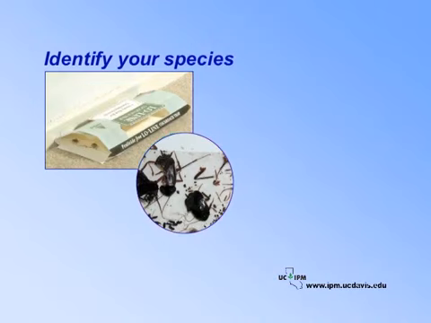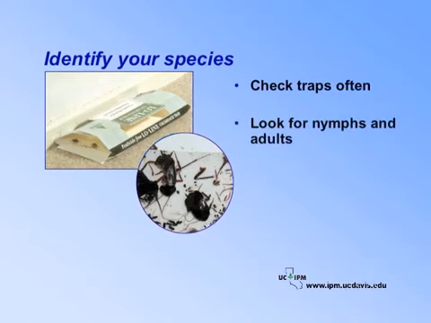Several cockroach species may invade schools, but at any single school you'll usually find only one or two species. Appropriate management practices vary with species, so it is important to make a correct identification. Check traps often, and note how many roaches you are catching. Look for nymphs and adults. A lot of nymphs indicate that you have a growing or increasing infestation.